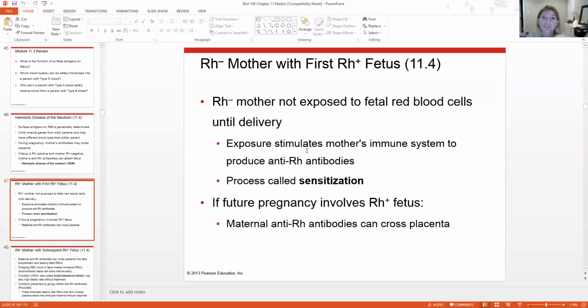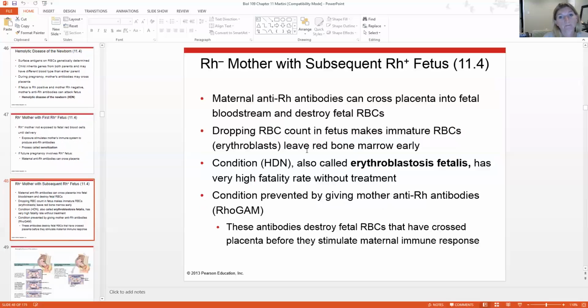So that process is called sensitization. You have to be sensitized to the Rh factor by being exposed at least once. So in future pregnancies, those anti-Rh antibodies can cross over into the placenta and kill it, basically. The maternal anti-Rh antibodies can cross, destroy the fetal red blood cells. The dropping red blood cell count can ultimately cause the fetus to abort or miscarry. In science, we call it a spontaneous abortion. It's a miscarriage, but that's the technical term. That's why I use that word.